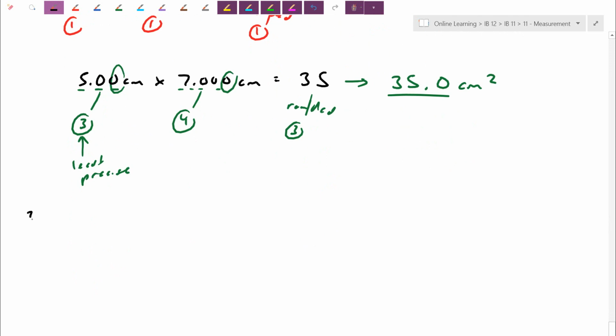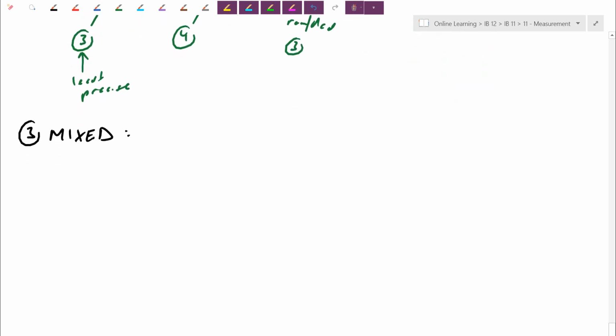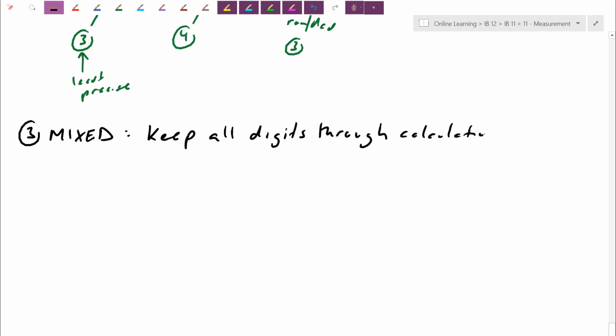Lastly, we're going to end off. Let's deal with the mixed calculation. As the name suggests, it's going to have plus and minus, and multiply and divide. Let me give you a general rule to keep in mind as we go through this. In general, I want you to keep all digits through your calculation. So don't do any pre-rounding, especially when you're not fully done.